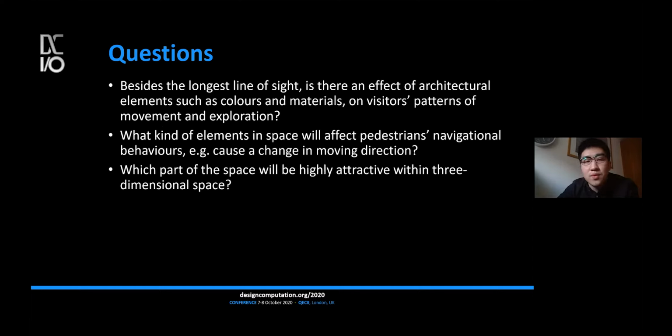The second one is what kind of elements in space will affect pedestrians' navigational behaviors, maybe change their minds, or change their moving direction, or change the purpose of the navigation. And the third one is which part of the space will be highly attractive within the three-dimensional space, for example, some tiny corridor, something like that.